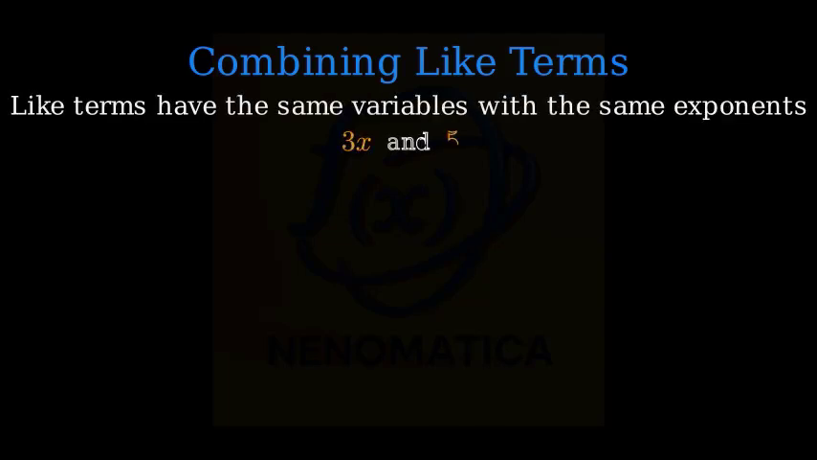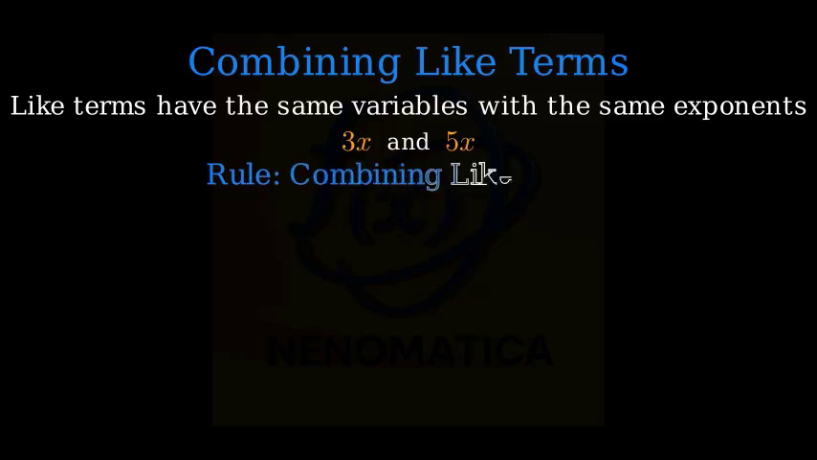Today, we're going to learn about combining like terms in algebraic expressions. When working with algebraic expressions, we often need to simplify them by combining like terms. Like terms are terms that have the same variables raised to the same powers. For example, 3x and 5x are like terms because they both have the variable x with an exponent of 1.